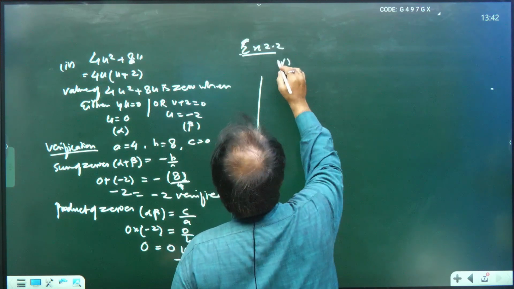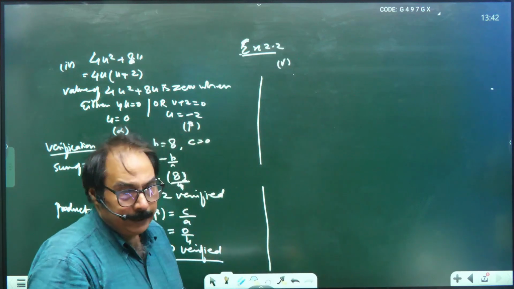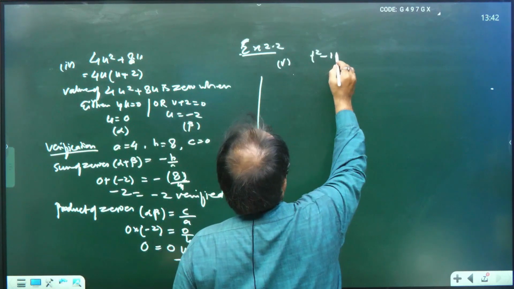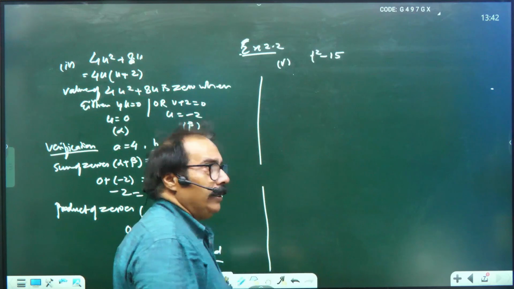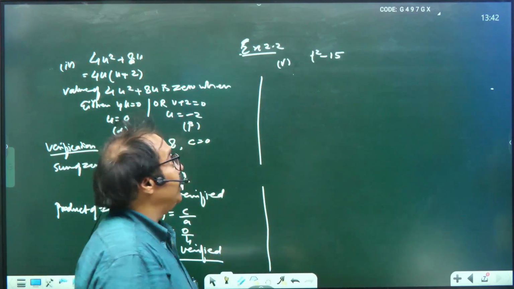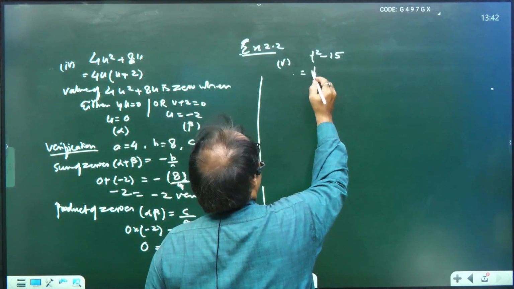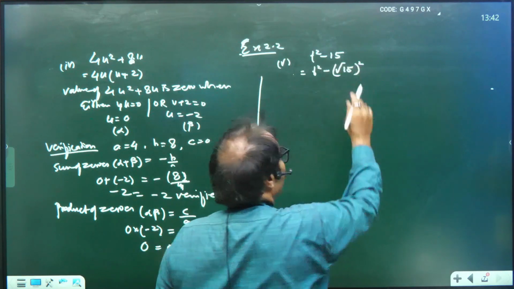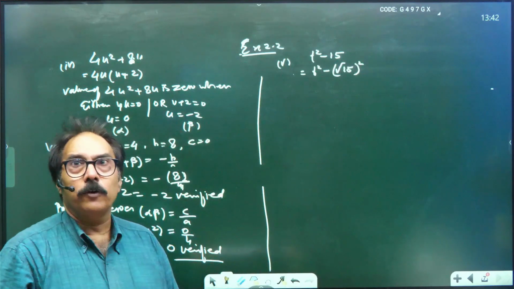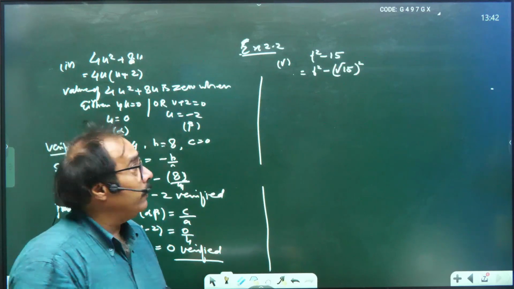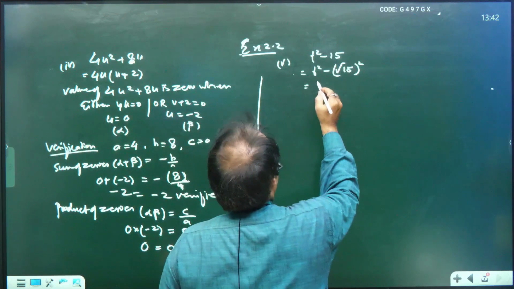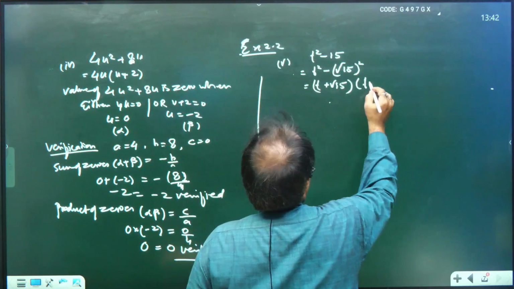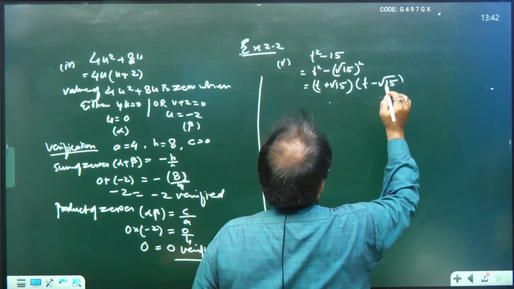So the fifth part is t square minus 15. Okay, so now we will make it an identity. How? This can be written as t square minus root 15 whole square, the value will not be changed. Now it is of the form a square minus b square, and a square minus b square is equal to a plus b into a minus b. So we got the factors.